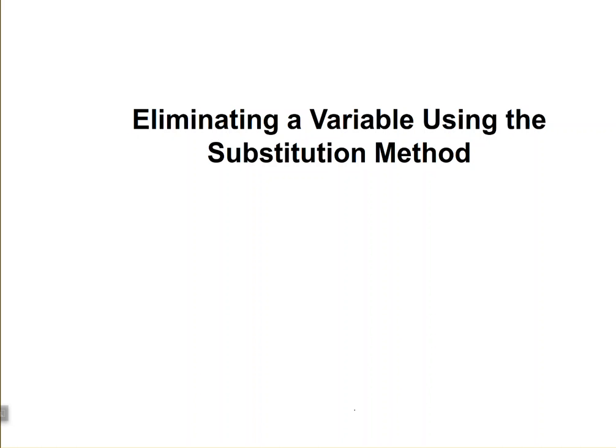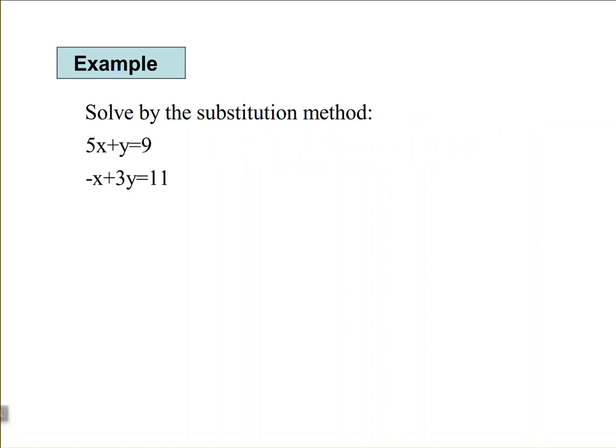In this video, we are going to look at eliminating a variable using the substitution method with systems of equations in two variables. All right, so the substitution method is just that. We want to isolate one of the variables in one of the equations and then substitute that result into the other equation. So here we have 5x plus y equals 9 and negative x plus 3y equals 11. And it's asking us to solve this by the substitution method.